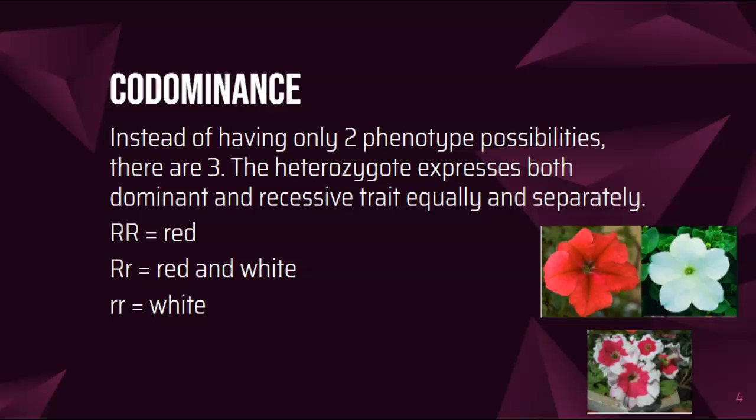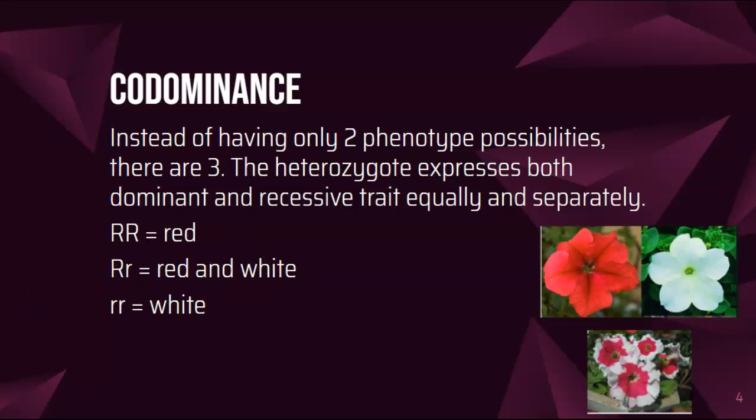This is called codominance, co meaning with, together. So they're both there together. They don't blend like with the pink. They're both showing up on their own, but on the same flower. Okay, so here's our heterozygote here that shows both that red and white.